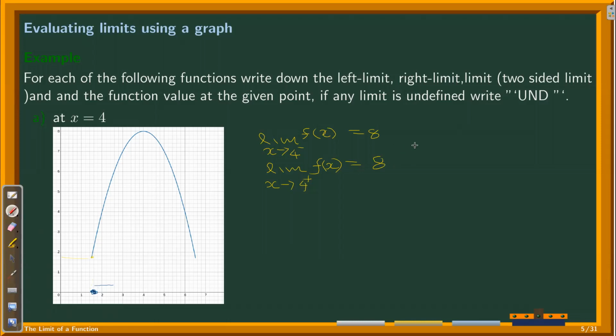Now the two-sided limit is defined only when both one-sided limits exist. Therefore the two-sided limit, as x goes to 4, f(x) is also 8.